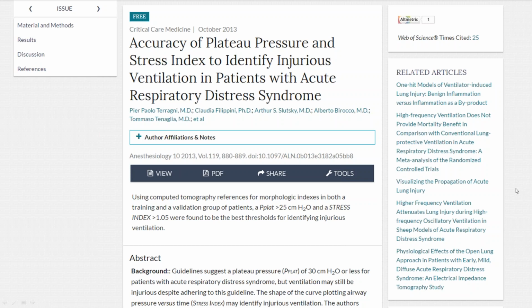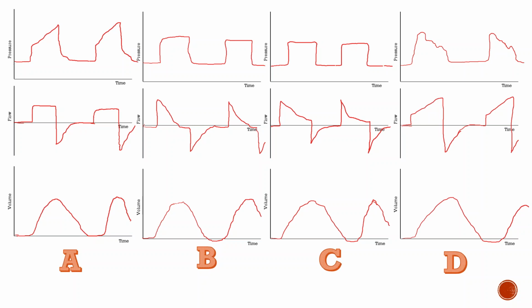I guess the harm of that is that you can theoretically expose the patients to greater than 6 or even 8 cc's per kilogram, but that may just be what the patient needs.